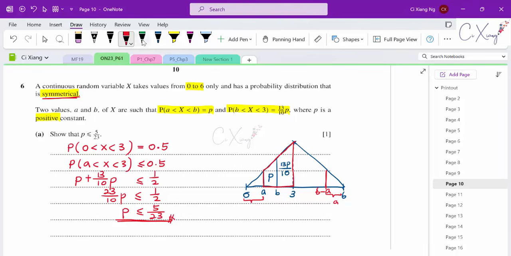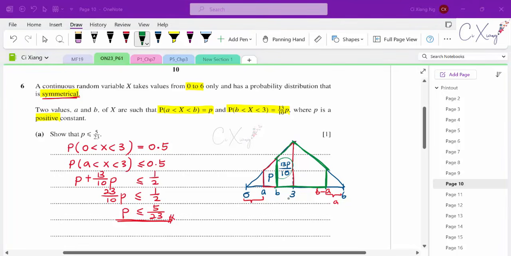And we are interested to find out the probability of B until 6 minus A. So I'm interested to find this one until this one. Now I label it by using the green color area, from B until 6 minus A. Then how can I calculate the probability here? If you look at the diagram, from B until 3, I already know this is the value 13P over 10. And now I want to know this white color area here. How can I get the probability for this part?